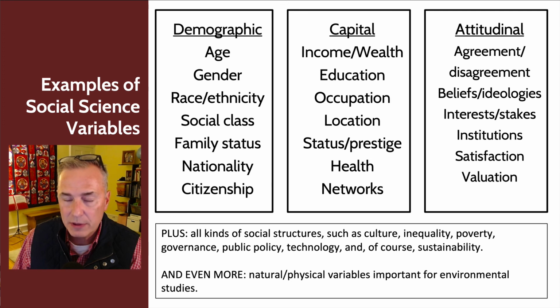And then, of course, all the natural or physical variables that are important for environmental science and environmental studies, things like water quality or toxicity or things like that that are a little bit outside the bounds of social science research, but might still be really important to understand for a community-based research question.